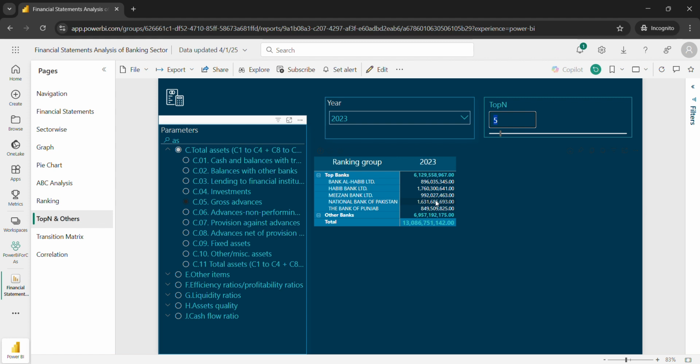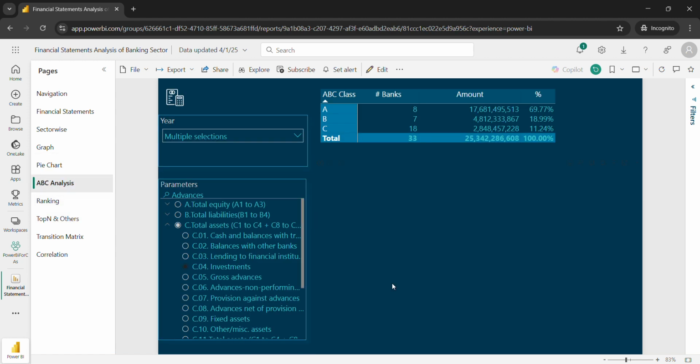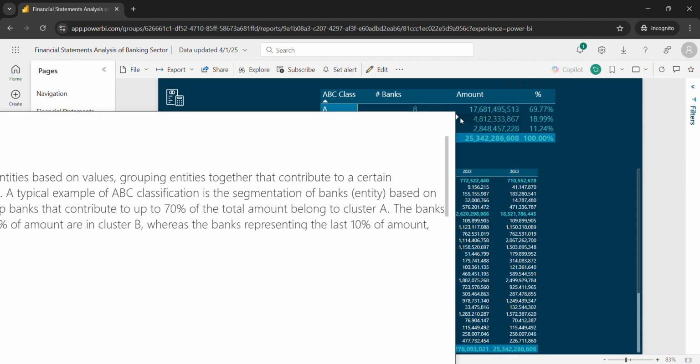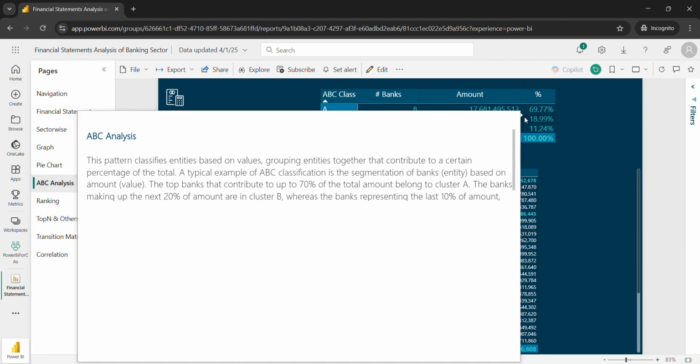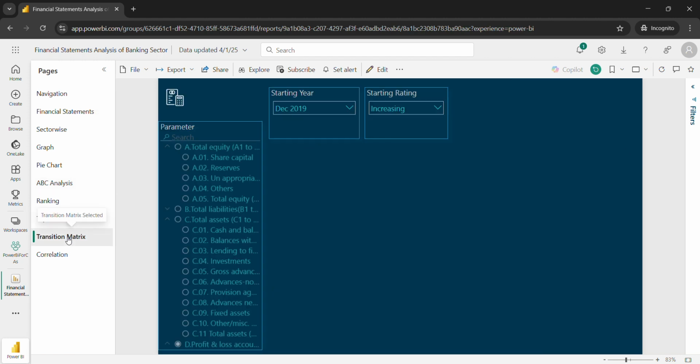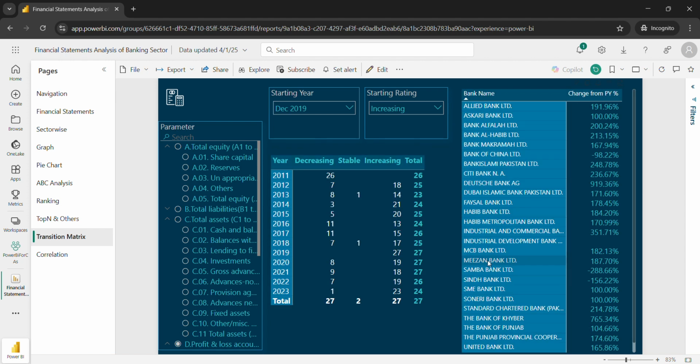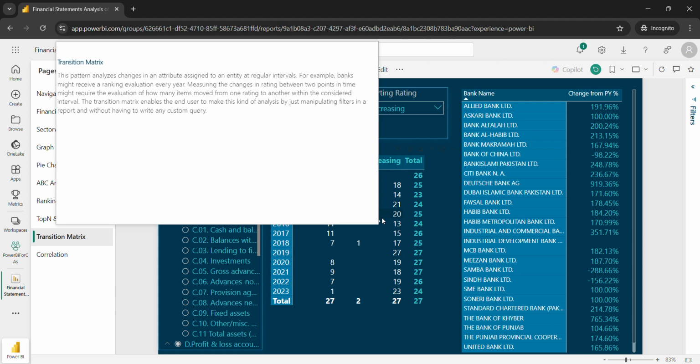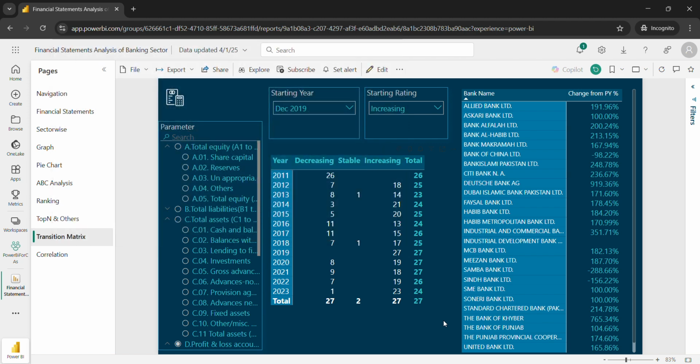In case you have any doubts, you can hover over the portion you are not aware of. For example, in the case of ABC analysis, you hover here, and you can get the details of all the information and the purpose of performing this specific analysis. The same goes for the transition matrix. If you move here, you can see the purpose. This is one of my favorite analyses.